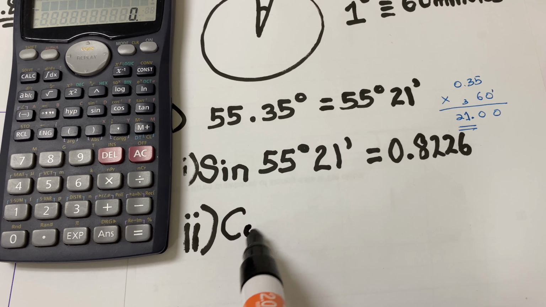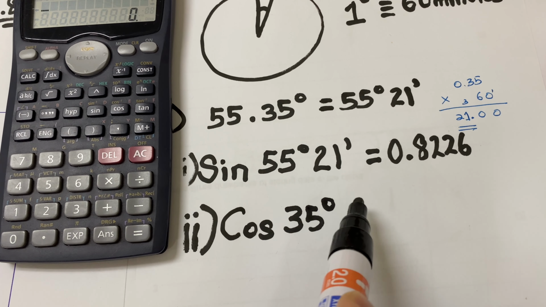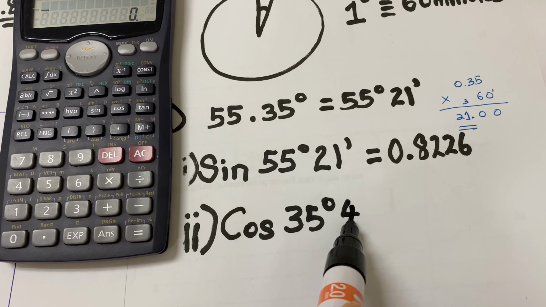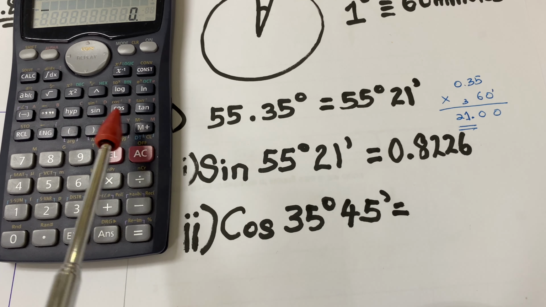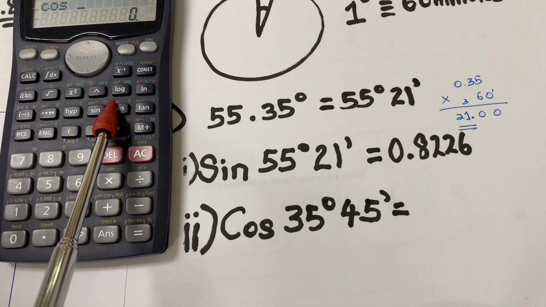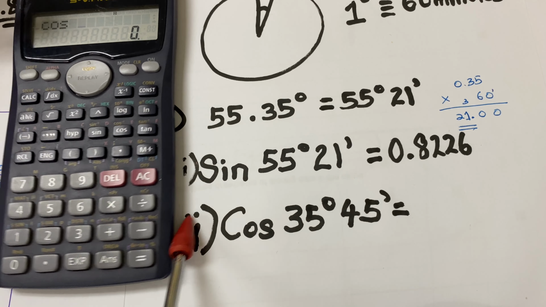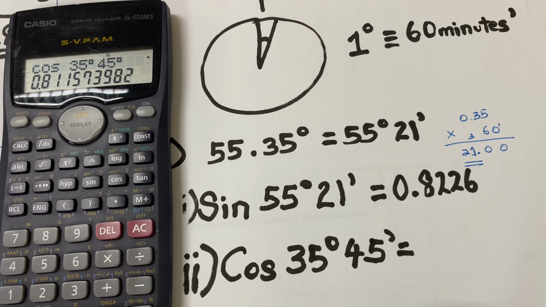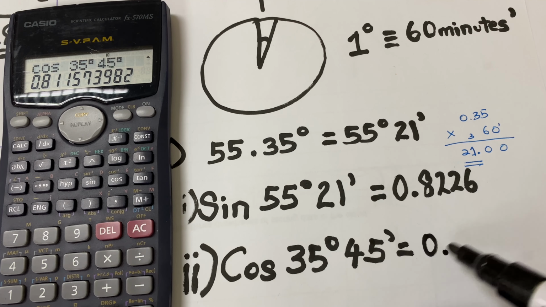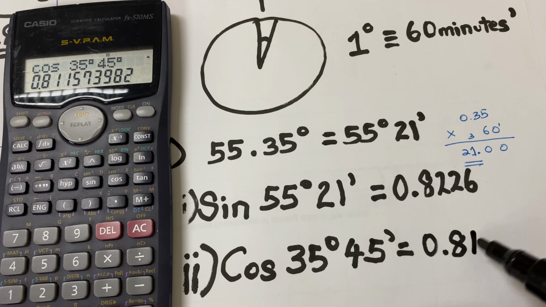Now, how about cos? Cos will be slightly different. Let's say 35 degrees, 45 minutes, for example. If I use a calculator, make sure the calculator is set to degree. So press cos 35 degrees, 45 minutes. The answer is 0.8116, right? It's correct up to 4 decimal places. So I know this is the correct answer.